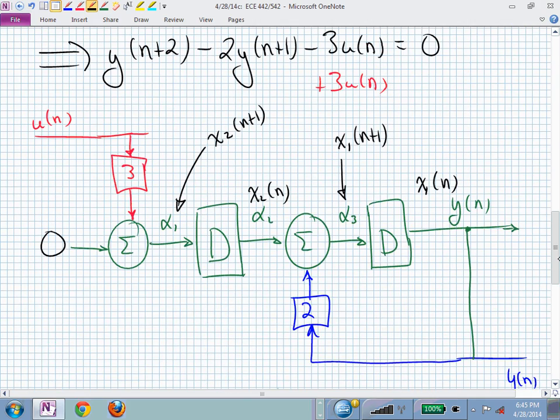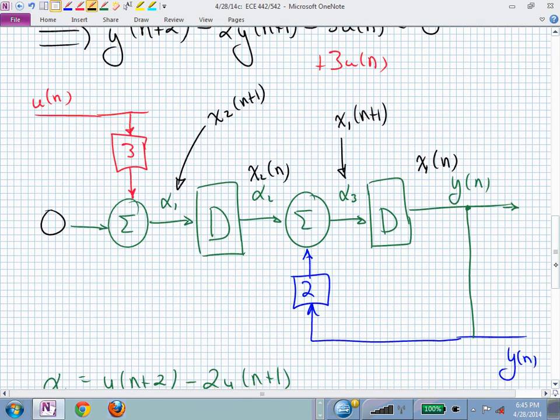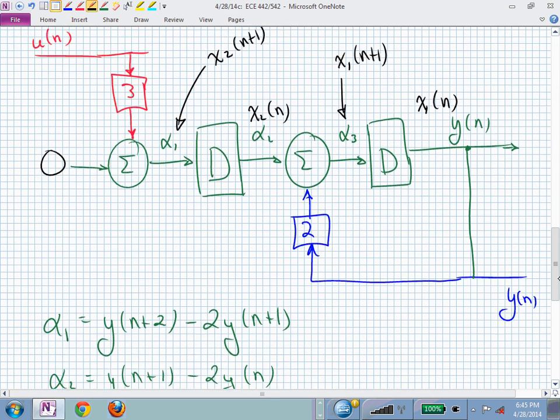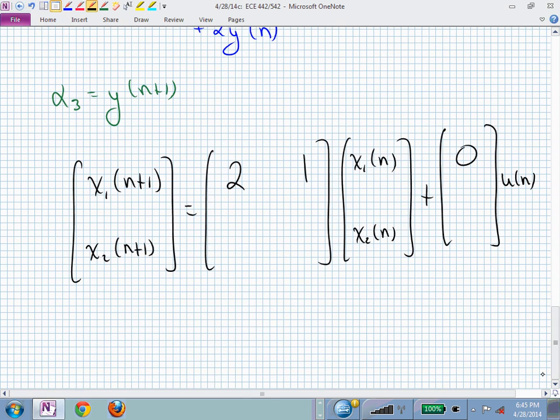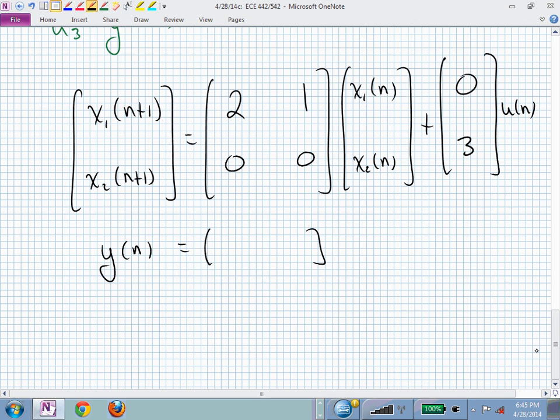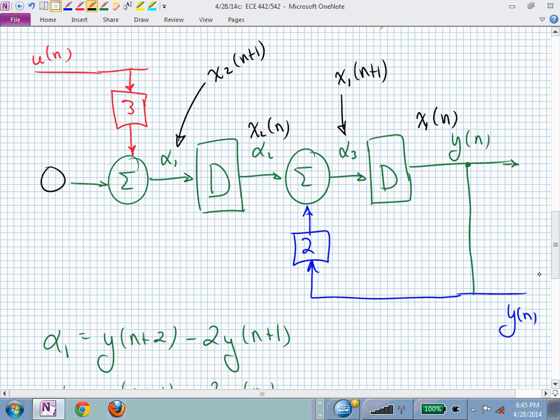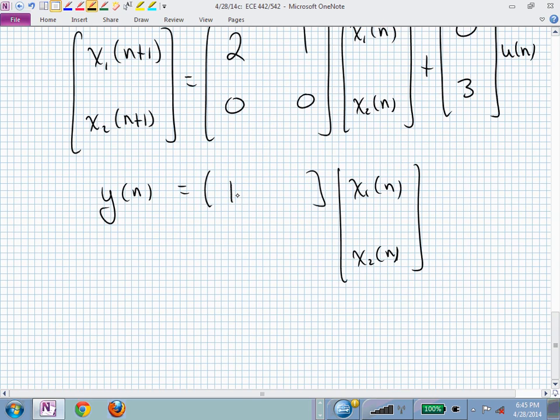x sub 2 of n plus 1. What's in my bottom row of the system matrix? How many x1s and x2s are going to come in to create x sub 2 of n plus 1? Nada, right? And then what's y of n? My output equation, I only am saying I have one output. That was how I defined x1. So this is now 1, 0.